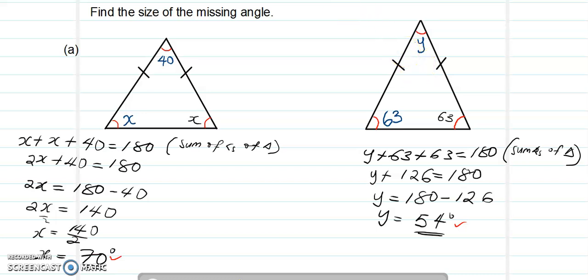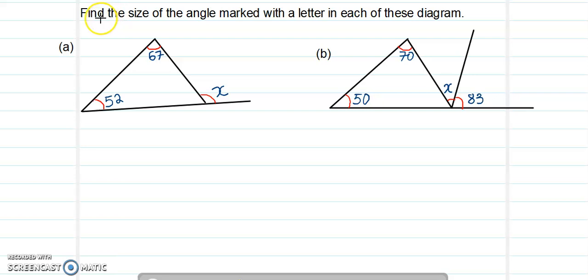Now let's look at one more example. It says find the size of the angle marked with a letter in each of these diagrams. In this question, we have a triangle with an outside angle also. These are the interior angles, and we have one exterior angle. But you have to note that the exterior angle is equal to the sum of the opposite two interior angles.